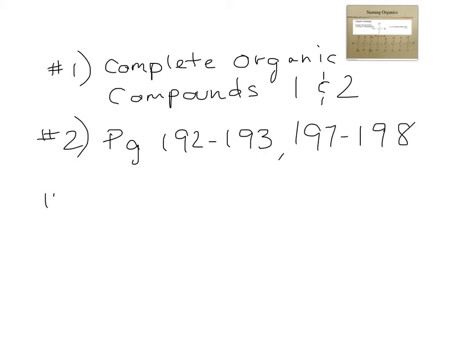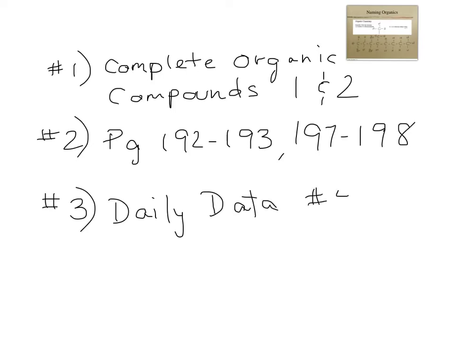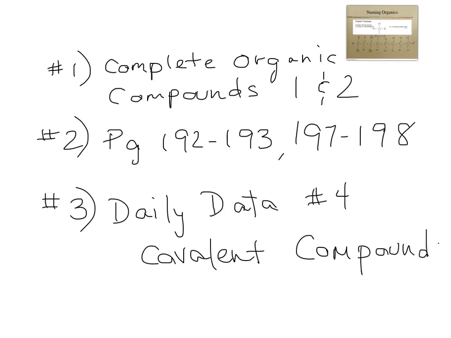And then finally, if you have more time on your hands, pick up daily data number 4. It is blue, should be on the front table, and it says covalent compounds. There is graphing on there. Make sure you title your graph. I'll be back tomorrow, make sense of anything that doesn't make sense, and we will start to move forward with this chapter. Hope you all have a wonderful day.